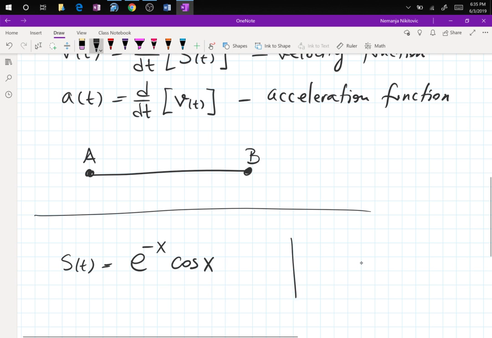So the graph for something like this would be that. Oh, sorry, this is supposed to be t's because it's s of t. It's s of t. So you do see a cosine-like structure which is dying out in time as you move away. Now this is your path function.